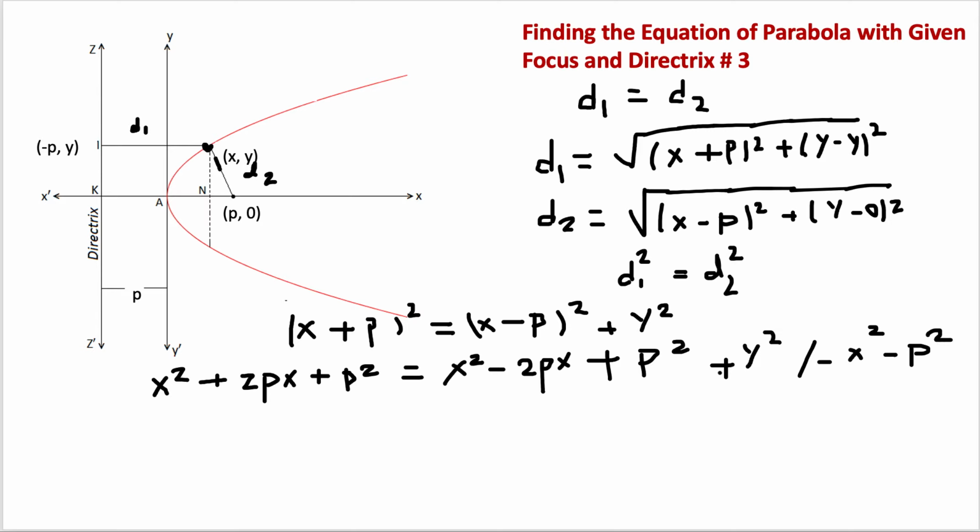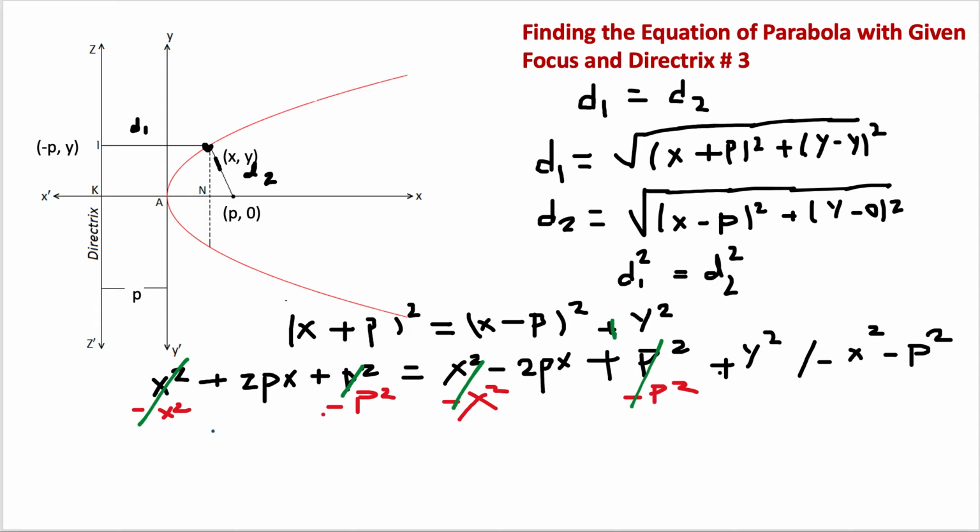Now let me take a different color here. Minus x squared on both sides. Minus p squared here. And the same thing here: minus x squared, minus p squared. And now I'm just cancelling whatever terms are the same with different signs. We cancel here, here, here, and here. And now we are moving on.